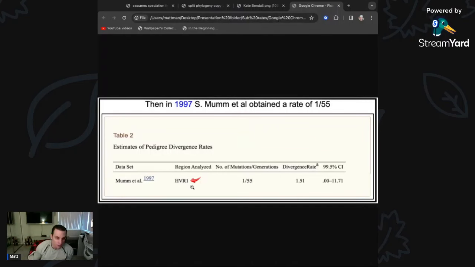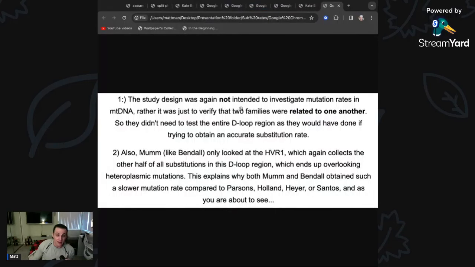HVR1 was the only region that was tested. You'll notice that got pretty good results. 1 out of every 55 generations found a substitution. These studies were not designed or intended to investigate a mutation rate in mtDNA. Rather, it was to verify 2 families that were related to one another. So they did not need to test the entire D-loop region. They only had to do one of the regions, and it wasn't to try to obtain an accurate substitution rate.